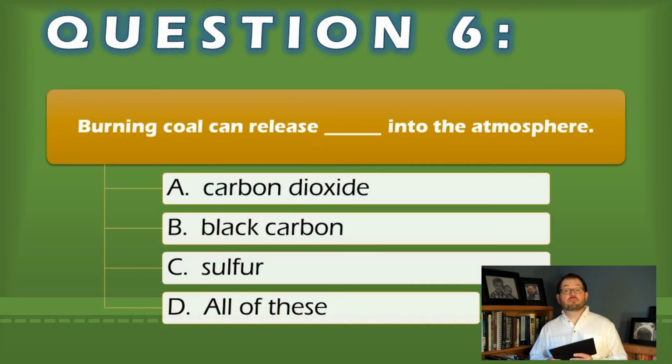Now, before we move on to more ways in which we could be affecting the radiative forcing of the Earth, let's just answer a couple quick questions here. Question 6. Burning coal can release blank into the atmosphere. Carbon dioxide, black carbon, sulfur, or all of these. Choose from one of those four and get a little feedback before you move on to question 7.